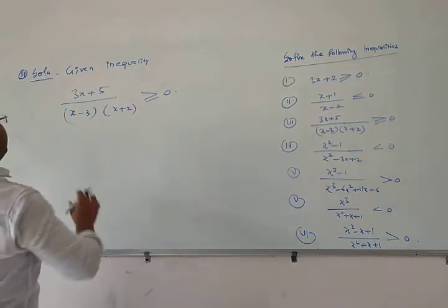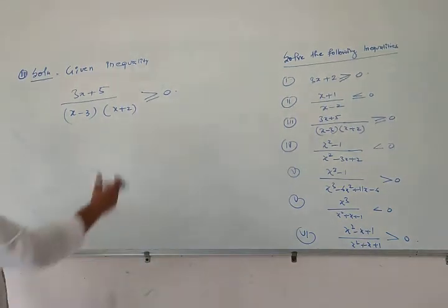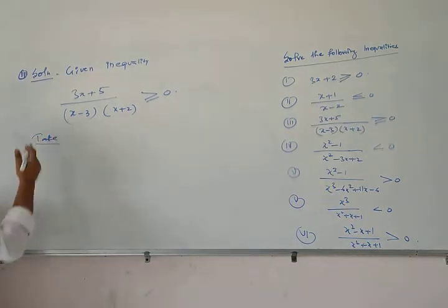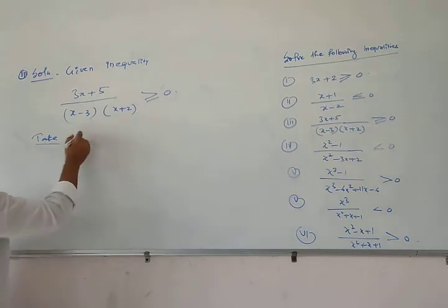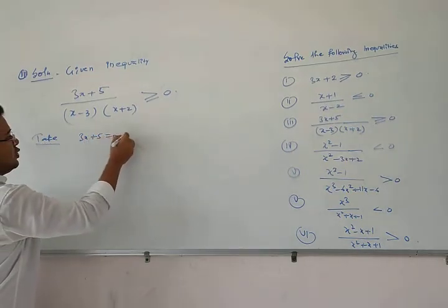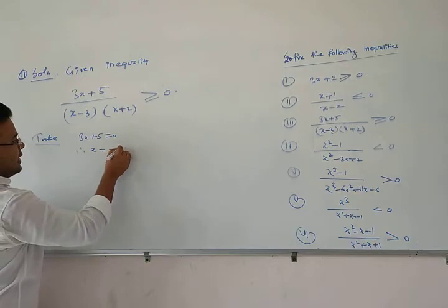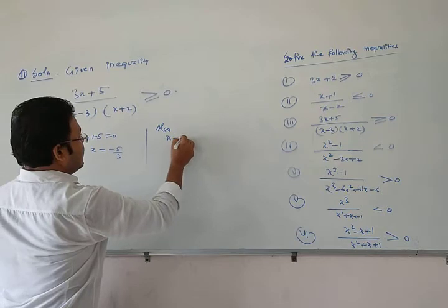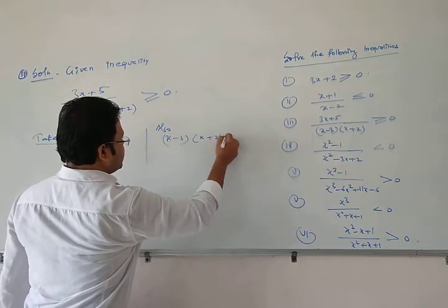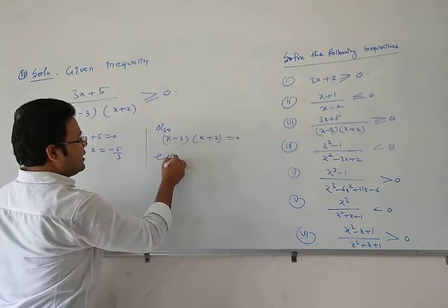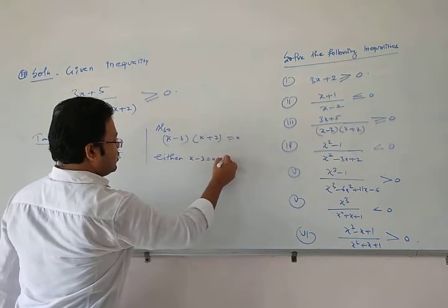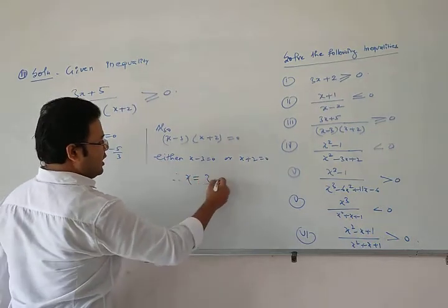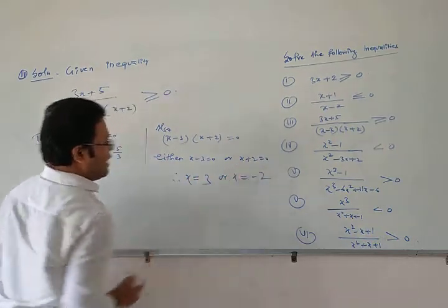Now we are going to solve number 3, and here is number 3. Taking it in a similar way as I solved the previous problem, we can take 3x plus 5 is equal to 0, therefore x is equal to -5/3. Also (x minus 3)(x plus 2) is equal to 0, so either x minus 3 is equal to 0 or x plus 2 is equal to 0, therefore x is equal to 3 or x is equal to -2.